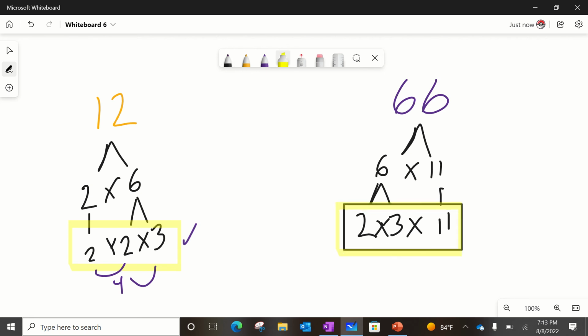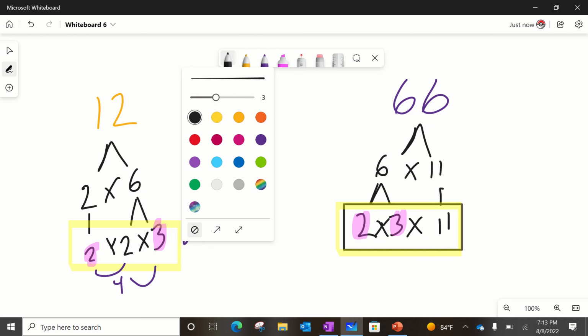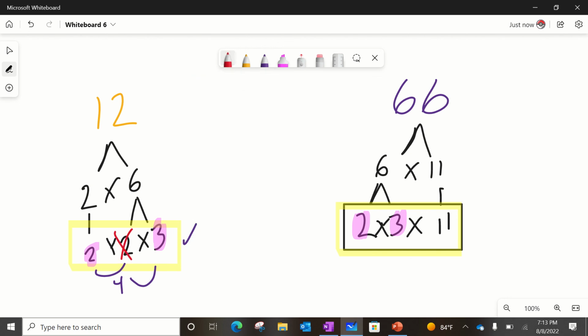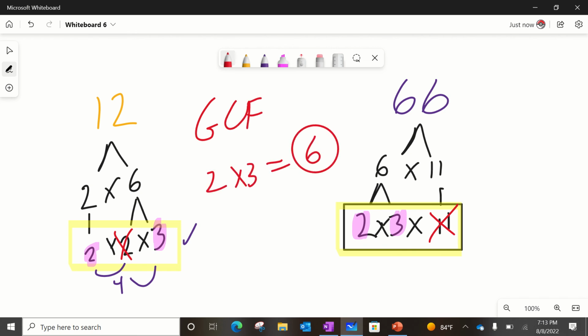Each one of these shares a pair. There's a 2 here, there is a 2 here. There's also a 3 here, and there's a 3 here. The other 2 gets ignored, and the other 11 gets ignored because there's no pair there. Our greatest common factor will be 2 times 3, which will in fact equal 6. Therefore, 6 is our greatest common factor.